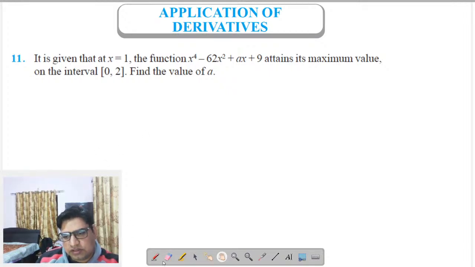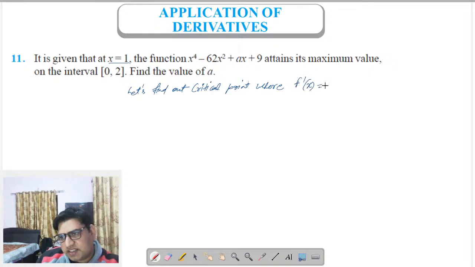So it attains its maximum value, and this point is inside the interval at x is equal to 1. So this is not an end point, so this must be a critical point. Okay, and this attains its maximum value. So at this point the function f'(x) should be 0. So that is the clear indication about this. Okay, so let's find out the critical point where f'(x) is equal to 0.